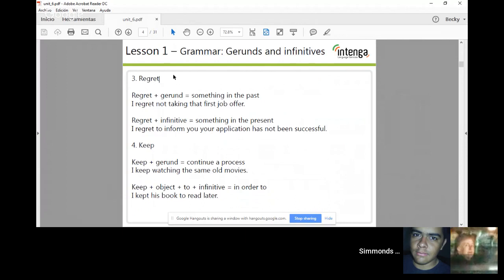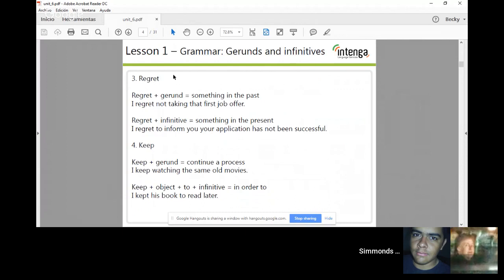Regret plus gerund equals something in the past. I regret not taking that first job offer. Regret plus infinitive equals something in the present. I regret to inform you your application has not been successful. Okay. More? No, let's stop here.